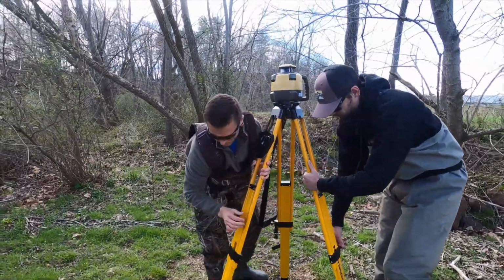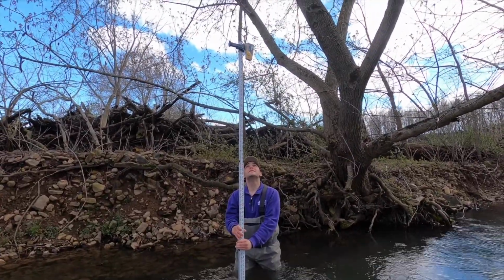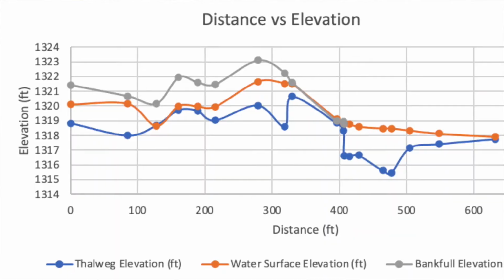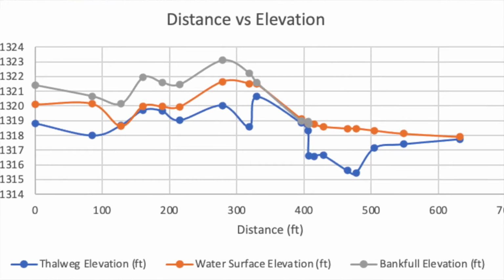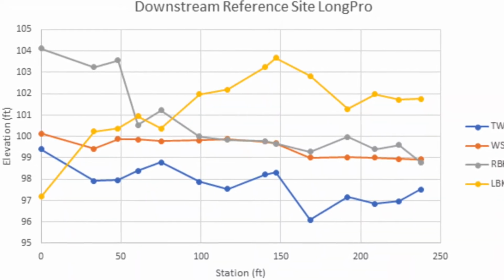As part of our assessments, we also conducted a series of surveys, including the longitudinal profile, the cross-section, and the topographic survey. For the longitudinal profile, we took points at the thalweg, the deepest part of the stream, and we used these points to determine where our riffles, runs, pools, and glides were along the stream bed. We then compared these to a healthy reference site to determine what we needed to do for our own site.